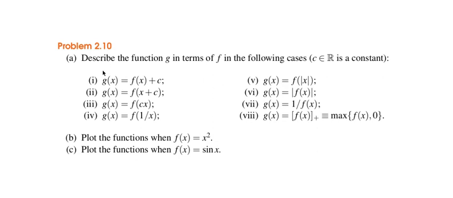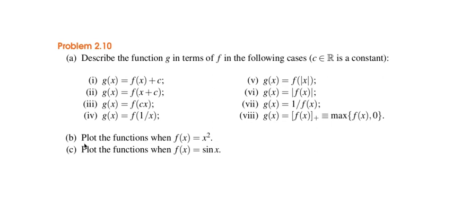10. They ask us to describe the function g in terms of f in the following cases, with c a real number, a constant real number. So we have different variations on f. g is f of x plus a constant, or g is f of the argument x plus c, c times f of x, f of c times x, f of 1 over x, f of the absolute value of x, the absolute value of f, 1 over f, and the positive part of f.